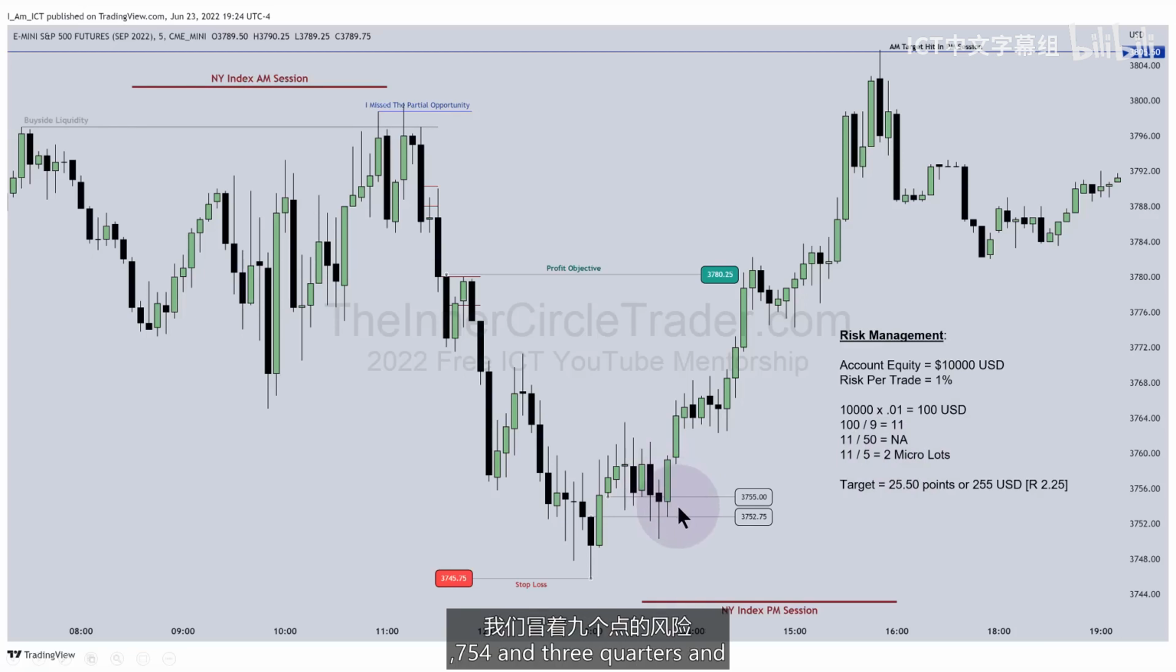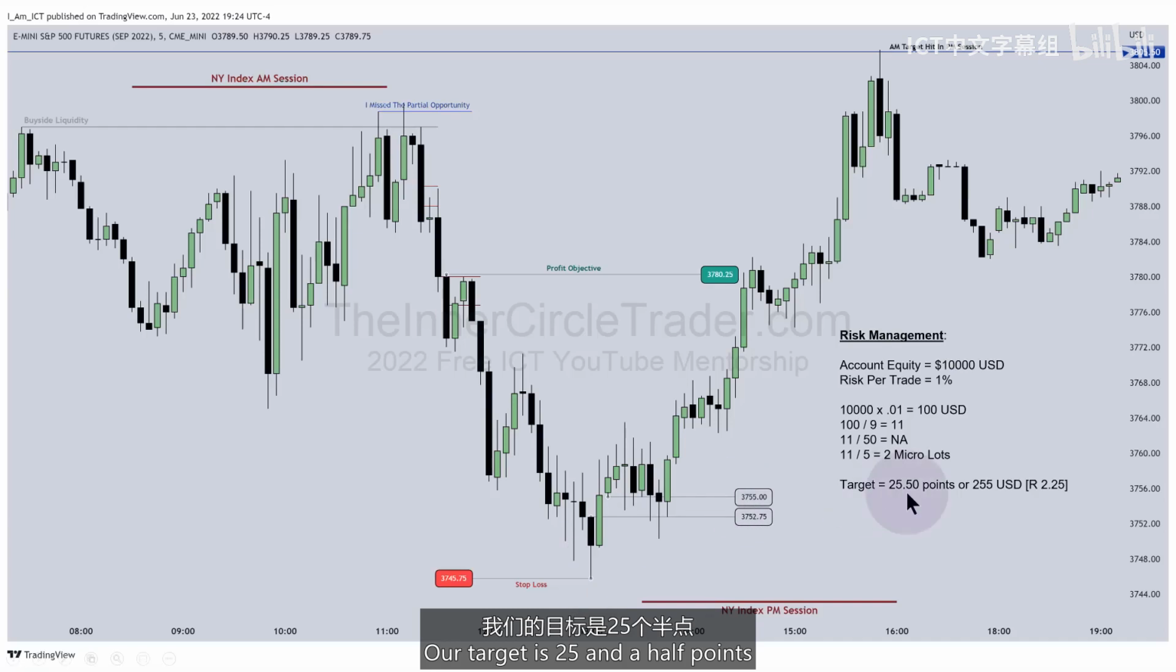So if we're buying at 37.54 3/4 and we're risking 9 points, how much money is that? $90 risk. So we're under 1%. So we're not even risking a full 1%.